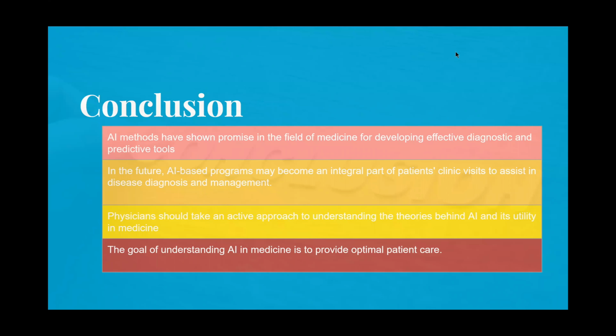Coming to the conclusion, artificial intelligence has shown tremendous potential in the field of medicine, particularly for developing advanced diagnostic and predictive tools. As we look to the future, it is possible that AI-based programs may become a key component in patients' clinical visits as well. To fully realize the benefits of AI in medicine, it is essential that physicians take an active approach to understanding the theory and applications of this powerful technology. The goal of understanding AI in medicine is to provide the best possible care for patients by using innovative technology and working collaboratively to develop new AI-based tools and solutions. We can unlock new possibilities in healthcare and create a better future.